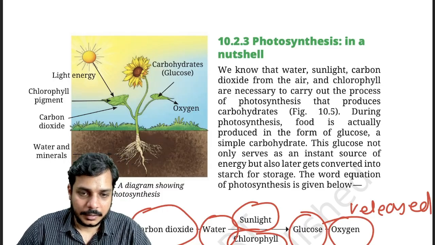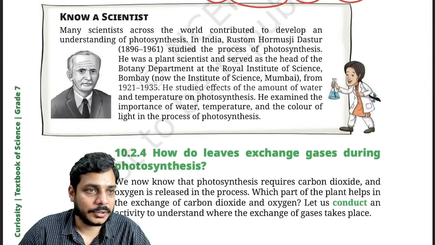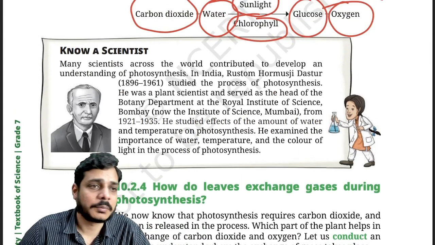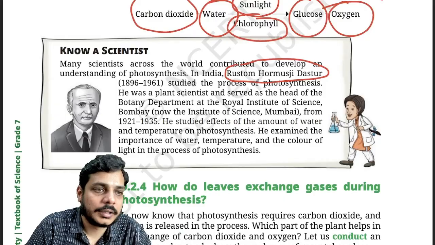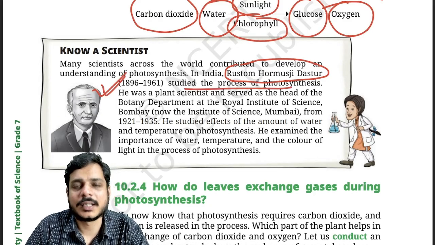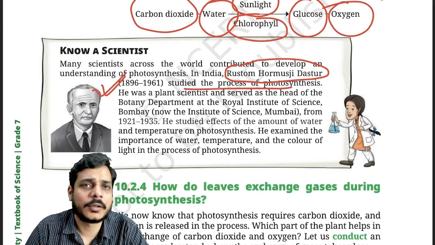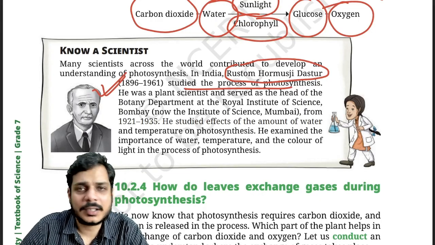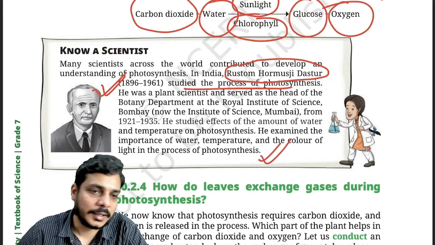Okay, now coming to this, there is one scientist that we should definitely know about. He's very popular in India, Rustam Hamursuji Dastur. From 1896 to 1961, he studied the process of photosynthesis. That is, how much water is required, how much sunlight is required, how much food is being produced, these kinds of things. What is the effect of temperature on photosynthesis? He did research on that.